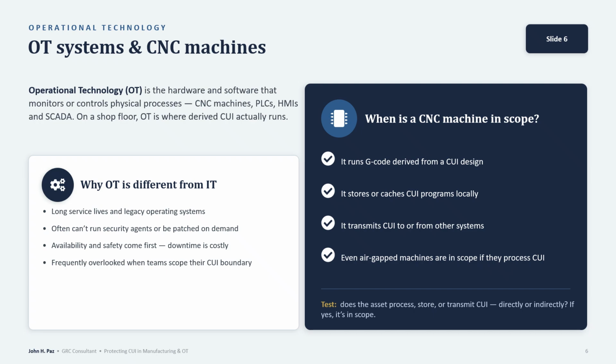OT is the operational technology, the machines and controllers that run the physical process. It behaves very differently from IT. Long life cycles, legacy operating systems, often impossible to patch or put an agent on, and availability comes first. That's exactly why it gets missed in scoping. A CNC machine is in scope the moment it runs G-code derived from CUI, stores it, or transmits it, even an air-gapped one. The single test is whether the asset processes, stores, or transmits CUI.